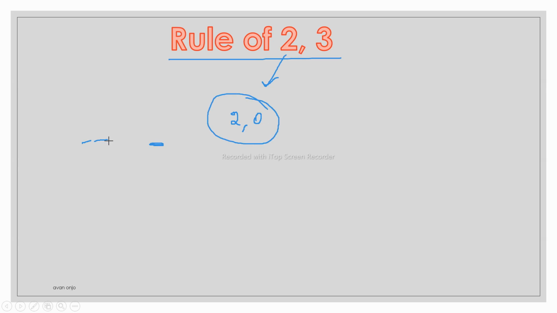Like if there is a 4-digit number, you just see the unit place of that number and you can make out that if it is ending with either 2 or 0, then by the divisibility rule it is divisible by 2. So this is what is called the divisibility rule of 2.